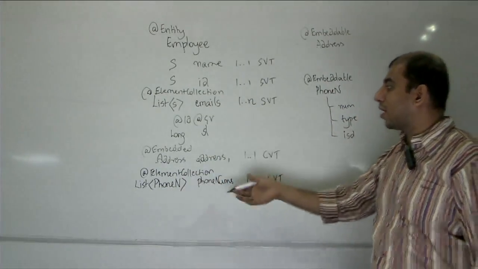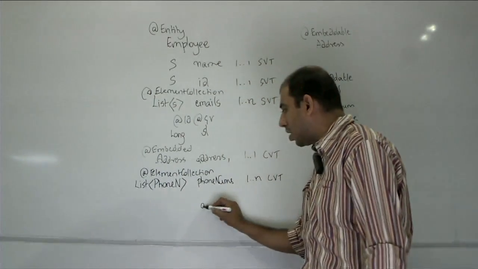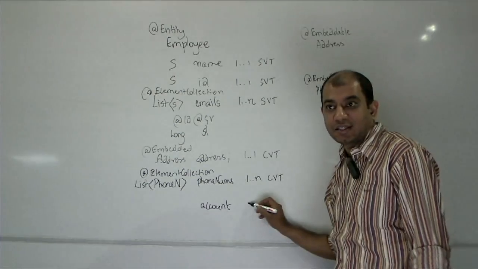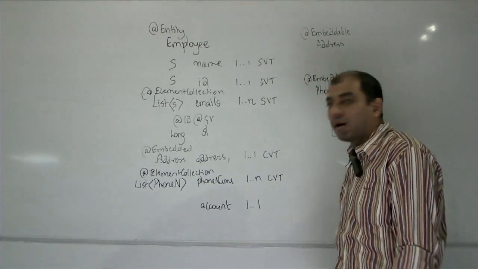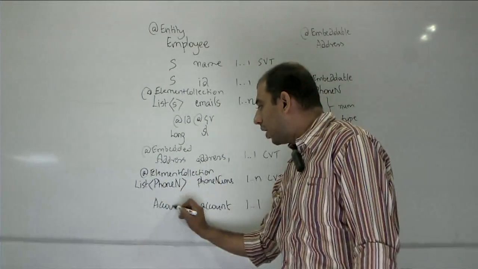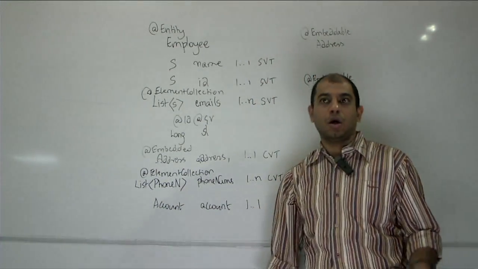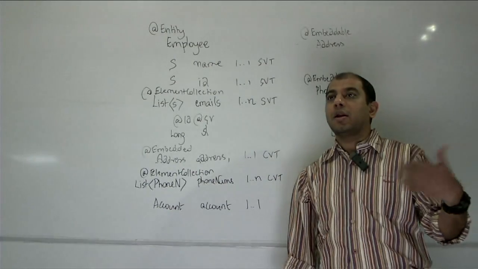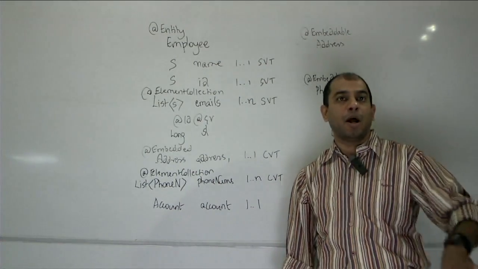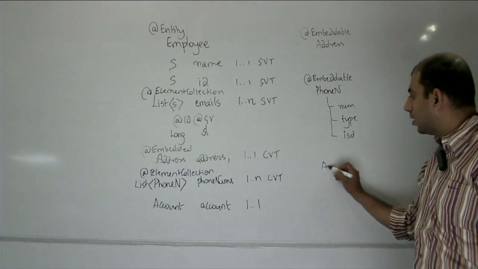Then maybe we have employee has an account, we observed. Now tell me, one employee, the obvious question to ask is, how many accounts? So let's say one account, and obviously what is an account? Well, account is a separate entity. It has its own number, its own owner, date of creation, and so on, which means a separate account class will be created.